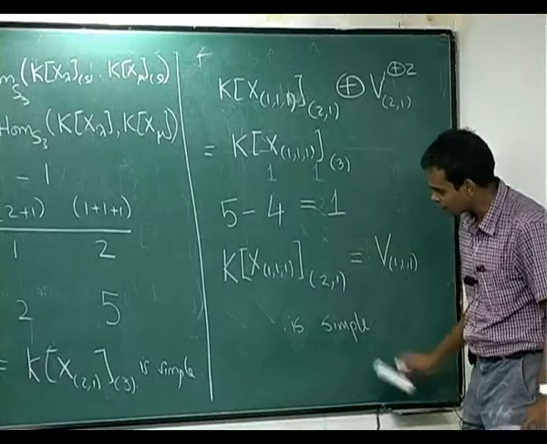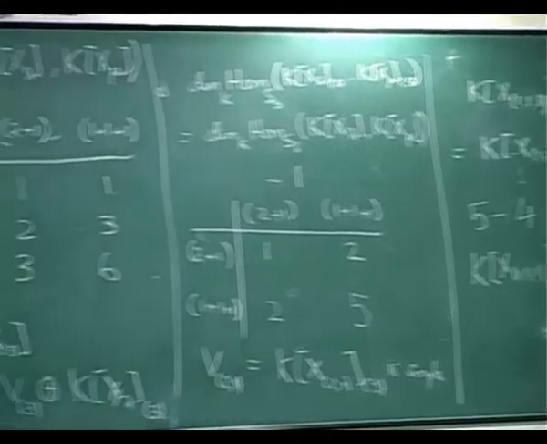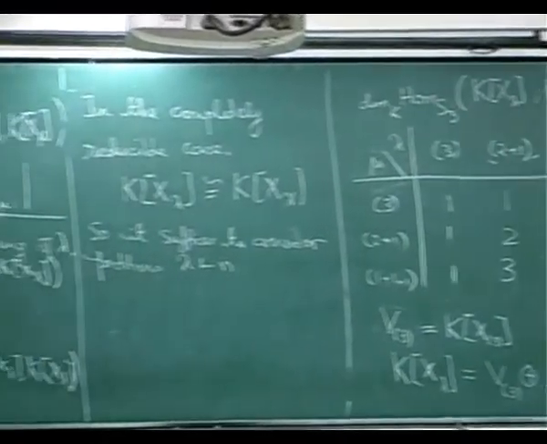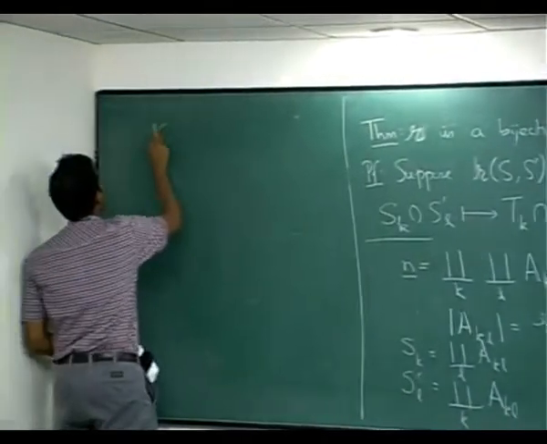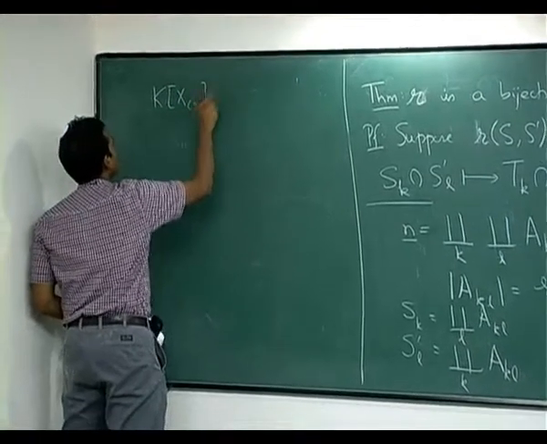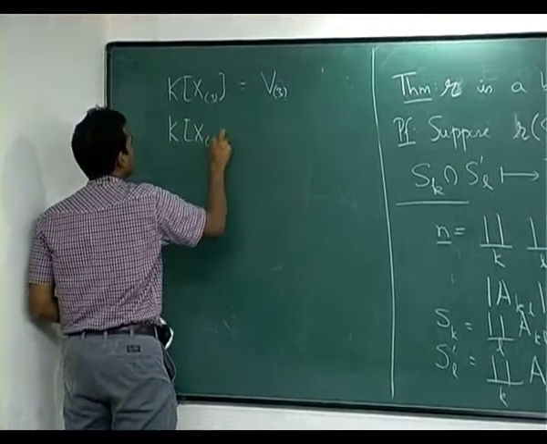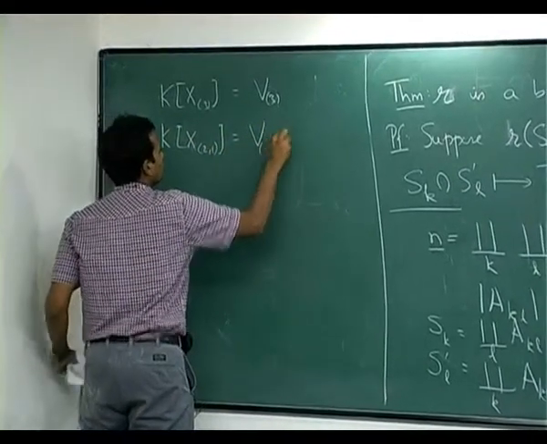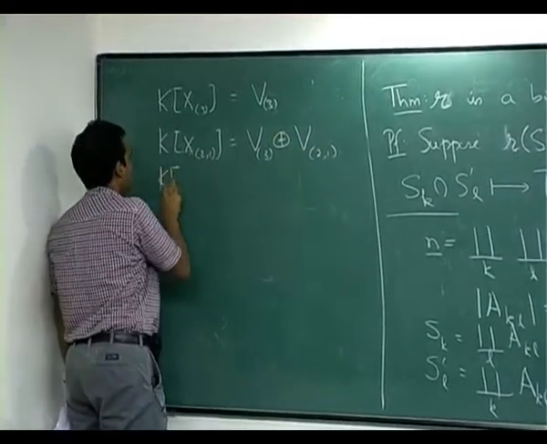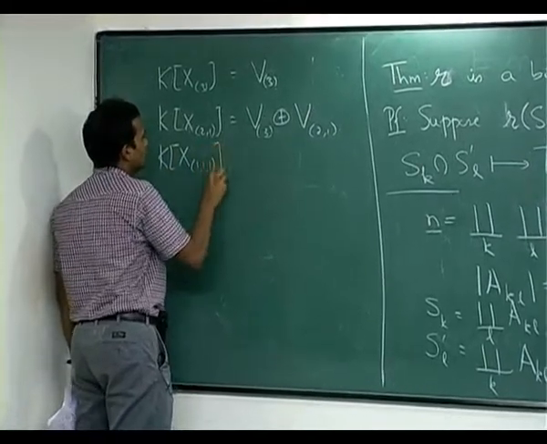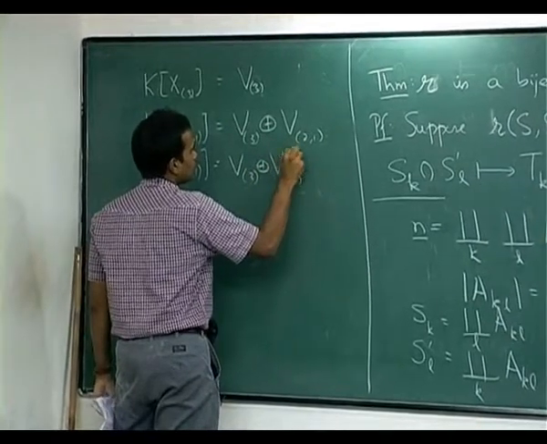And what have we got about the representations? The permutation representations, what we've got is that kx3, well, that was already simple, we called it V3. kx21 was V3 direct sum something new which we called V21, and kx111 is V3 direct sum V21 which occurs twice.